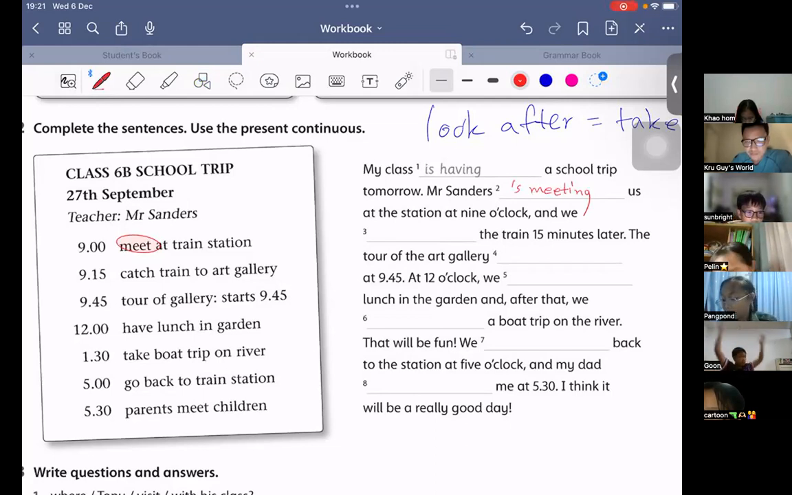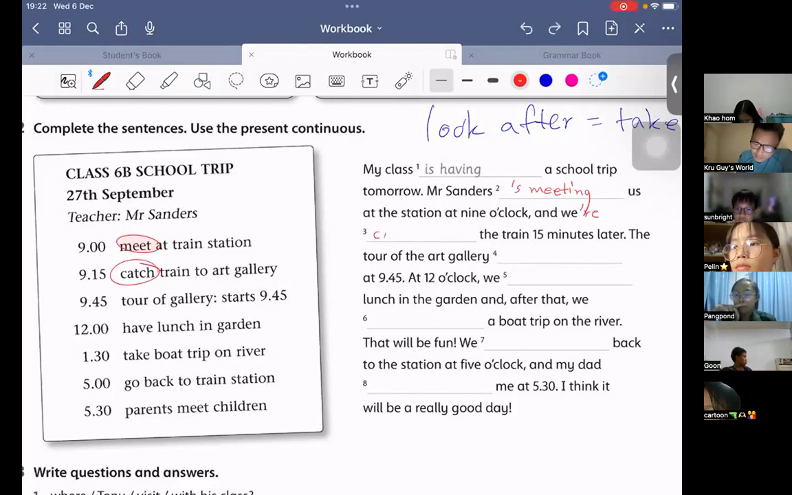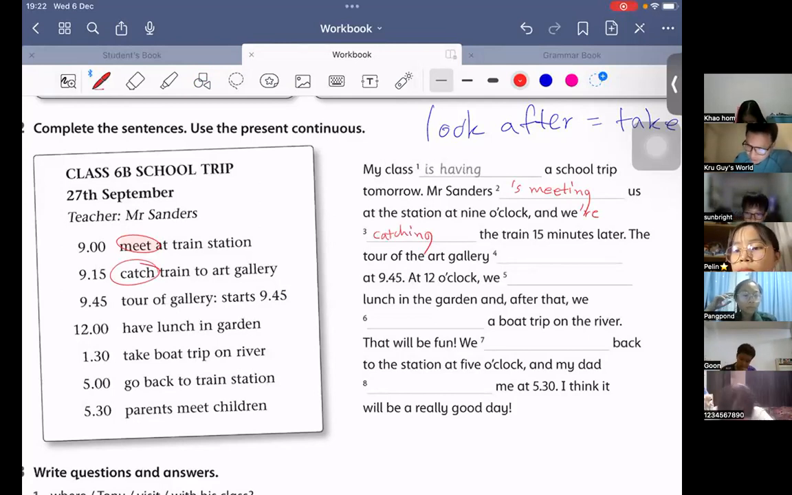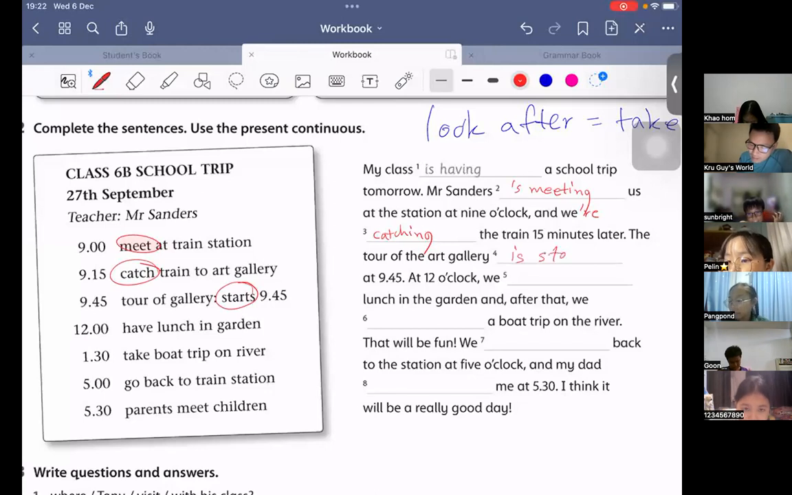And we are catching the train 15 minutes later. Okay, thank you. And Fafa, the tour. The tour of the art gallery is starting at 9:45. Okay, thank you.